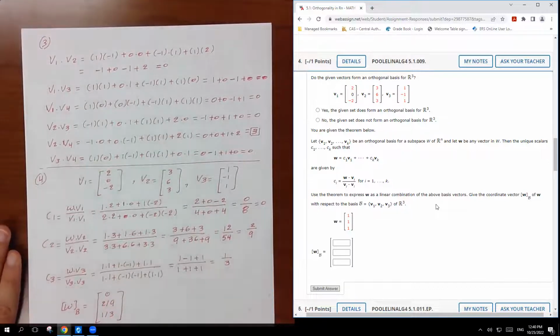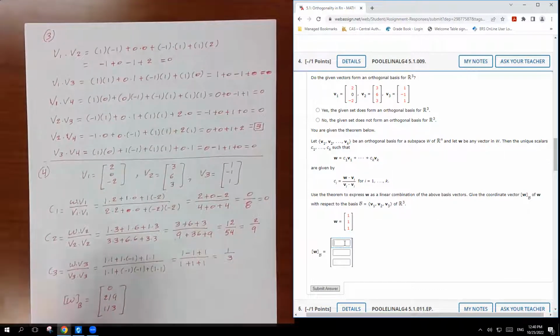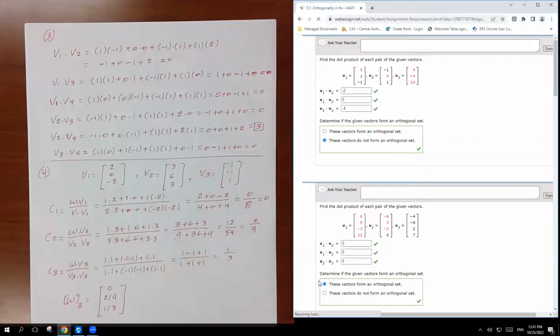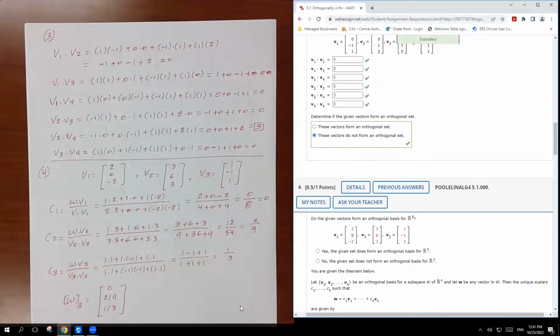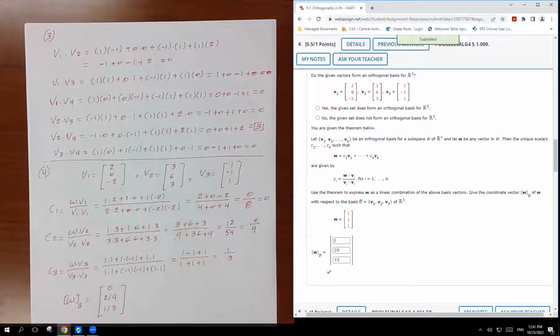Let's check these three numbers. So here is 0, and now 2 divided by 9, and the last one is 1 divided by 3. That's it for this example.